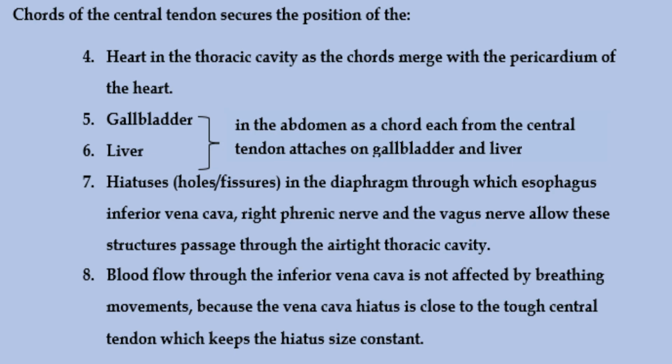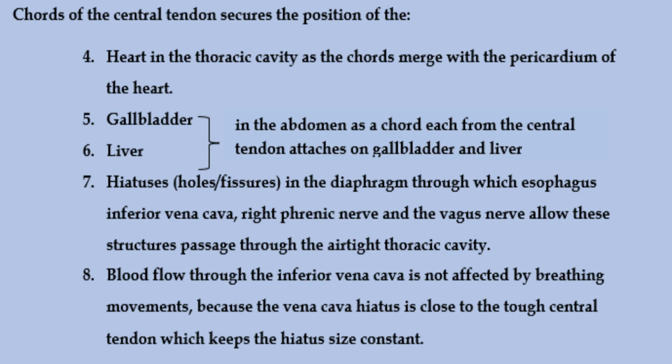Then cords from the central tendon also hold onto the gallbladder in the abdomen to keep the gallbladder in place in the abdomen. And then cords from the central tendon also hold onto the liver to secure the liver in place in the abdomen.